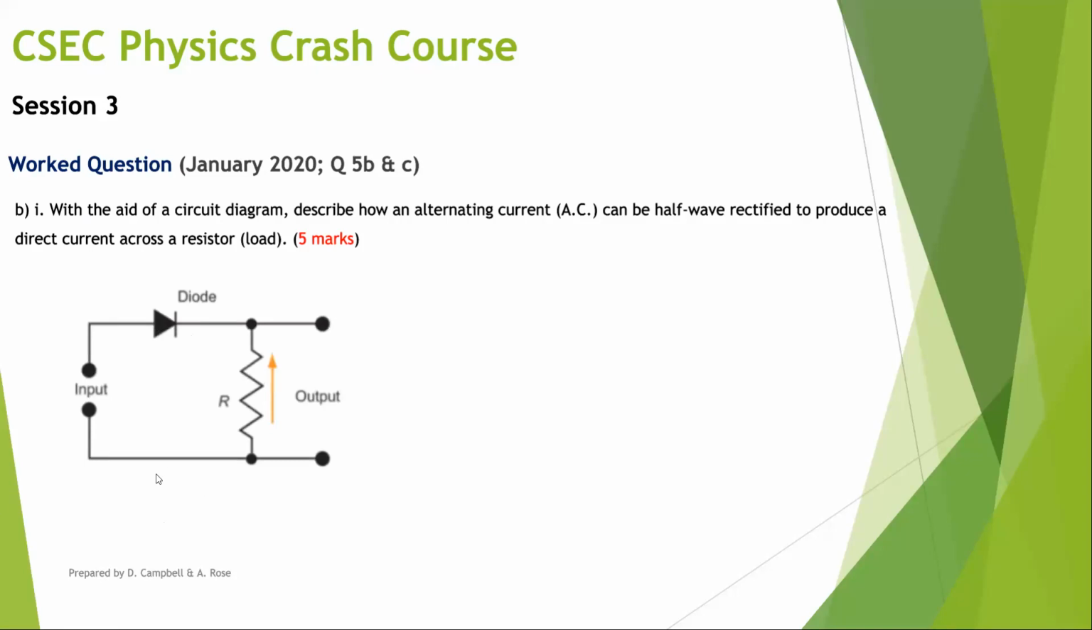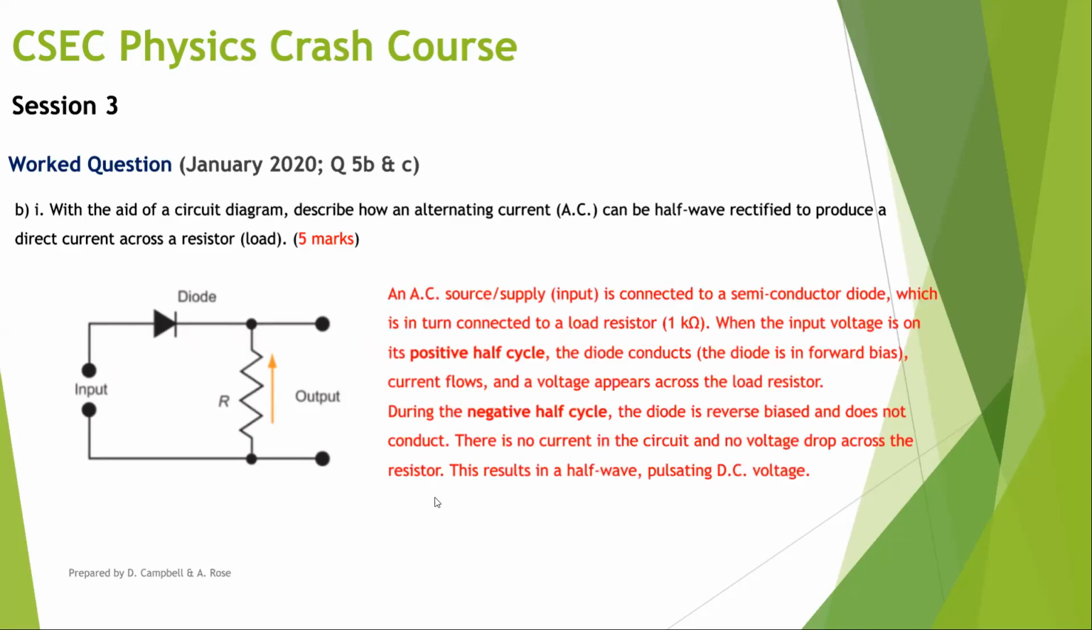Now, this question is basically talking about an aspect of electronics where we look at using a semiconductor diode to basically cut away one half of an alternating current cycle. So what we have to do, in setting up the circuit, is ensure that we have an alternating current supply for the input, and that is going to be connected directly to a semiconductor diode, and the diode is then going to be connected to a load resistor.